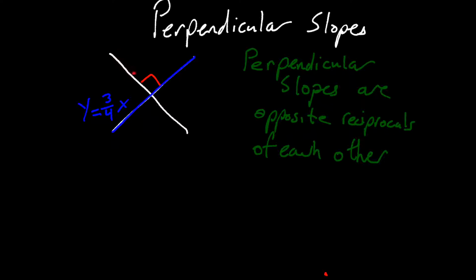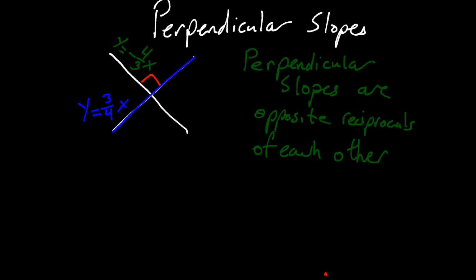If I want to get the slope of this line, all I need to know is the slope of the other line, which is 3/4, and I'm going to take the opposite reciprocal. Opposite. This is a positive slope, so here we are going to have a negative slope. Reciprocal. I'm going to take that fraction, 3/4, and I'm going to flip it. So instead of being 3/4, it is now negative 4/3 x, and there we have it.